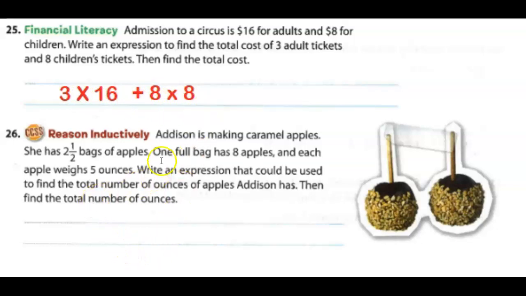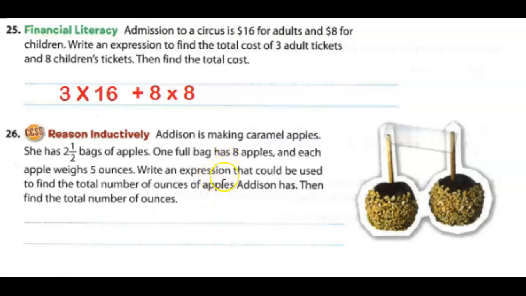All right, 26. Addison is making caramel apples. She has 2.5 bags of apples. 1 full bag has 8 apples, and each apple weighs 5 ounces. Write an expression that can be used to find the total number of ounces of apples Addison has. Then find the total number of ounces. All right, go ahead and try that one on your own, guys.